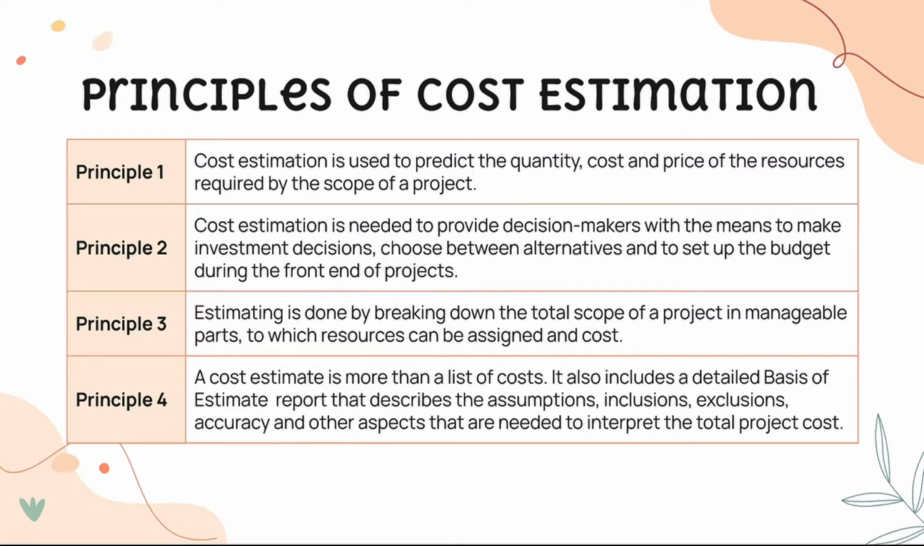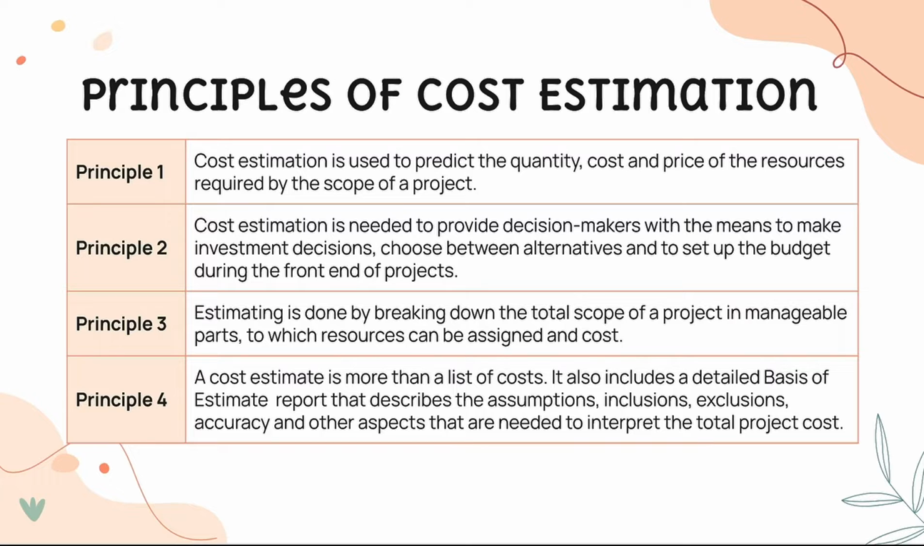Then we have the principles of cost estimation. Principle 1 says that cost estimation is used to predict the quantity, cost, and price of the resources required by the scope of a project. Principle 2 says cost estimation is needed to provide decision makers with the means to make investment decisions, choose between alternatives, and set up the budget during the front end of the projects.